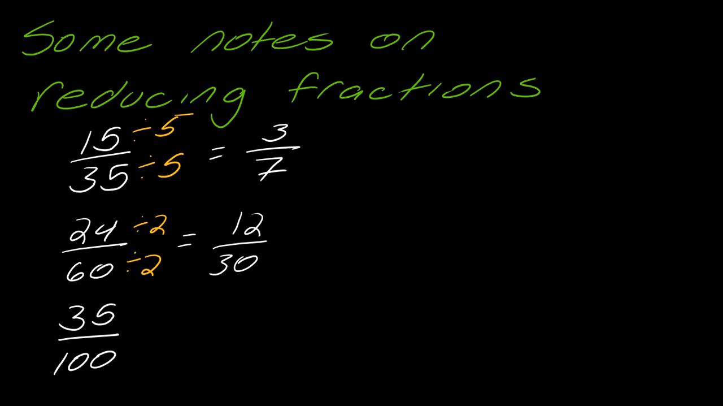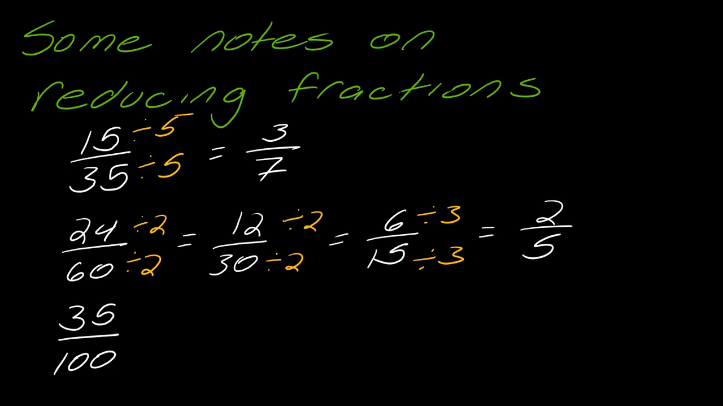And I notice I can divide the top and bottom by 2 again. Okay, so 12 divided by 2 is 6, and 30 divided by 2 is 15. And now, as I keep thinking through this, 3 will divide the top and bottom. So divide the top and bottom by 3 like this. And now I get 2/5. And so that would be the reduced fraction, okay?